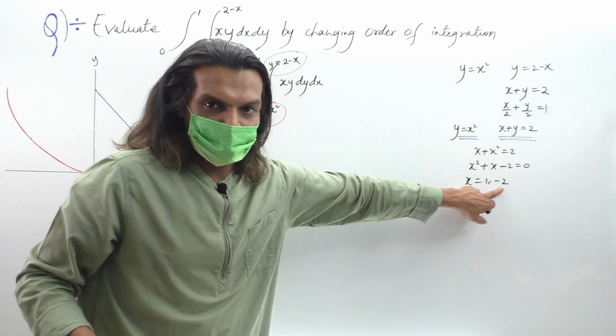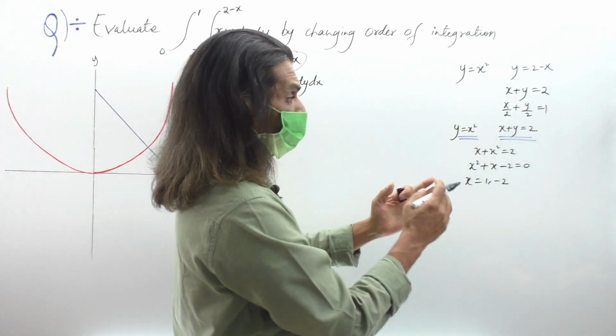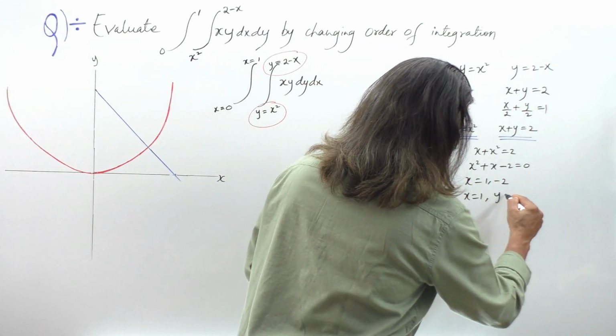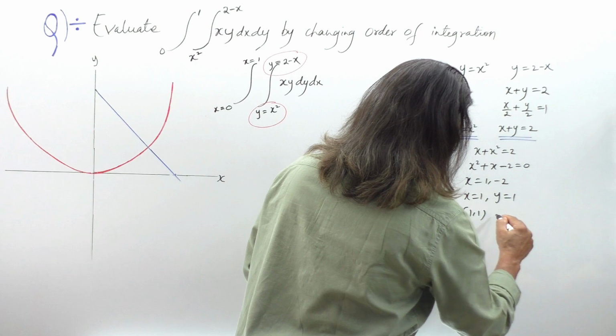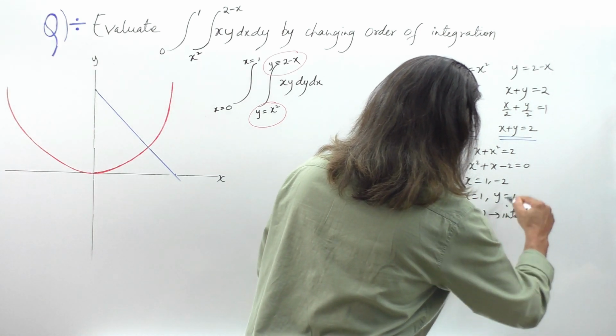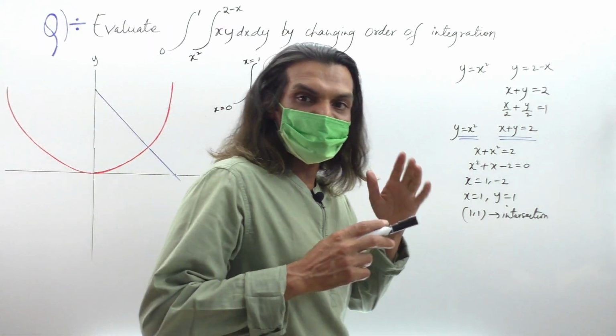We cannot take minus 2, because the graphs come in the first quadrant. So we have to take x is equal to 1. So y is also equal to 1. So we have 1 comma 1 as the point of intersection. Now as you have got the point of intersection, the next step is to draw the graph.